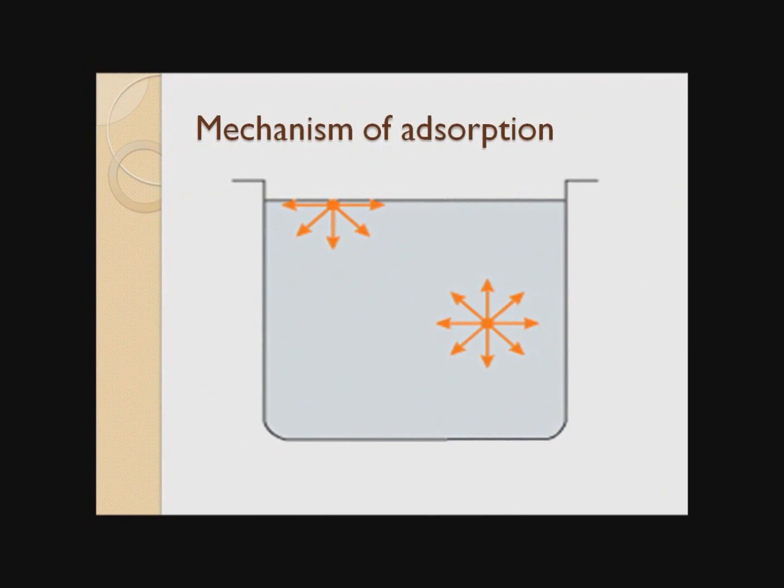Mechanism of adsorption. In this figure, a molecule in the interior of the liquid is completely surrounded by other molecules on all sides, and hence the intermolecular forces of attraction are exerted equally in all directions as shown by the arrows. However, a molecule at the surface of the liquid is surrounded by a larger number of molecules in the liquid phase and fewer molecules in the vapor phase. As a result, these molecules lying at the surface experience some net inward force of attraction which causes surface tension.